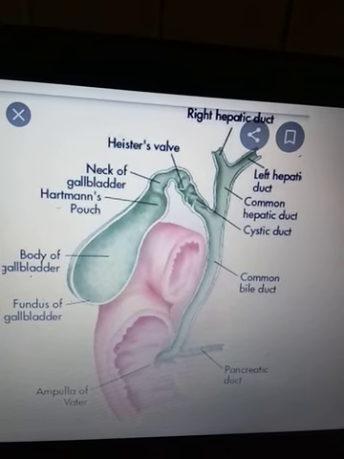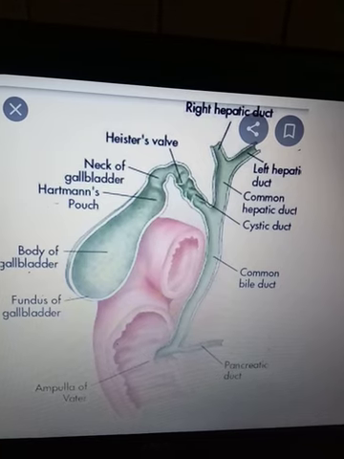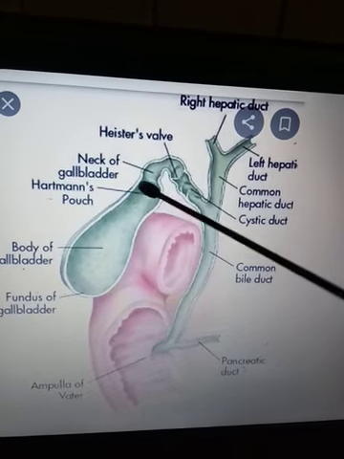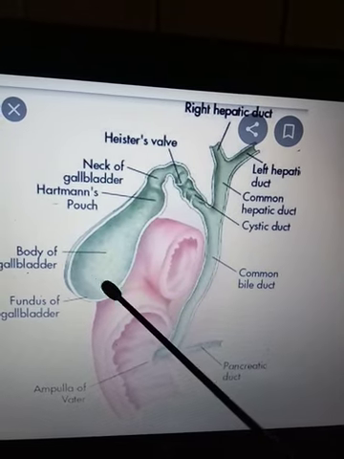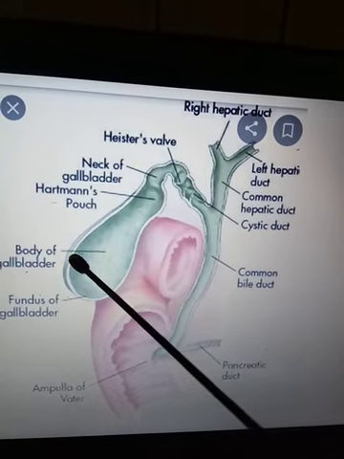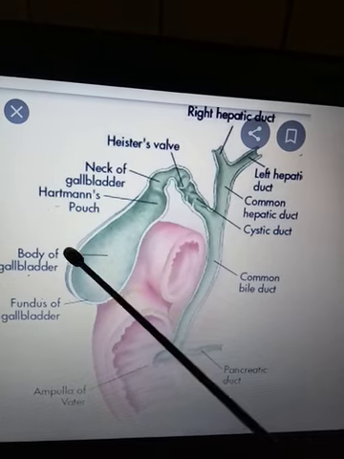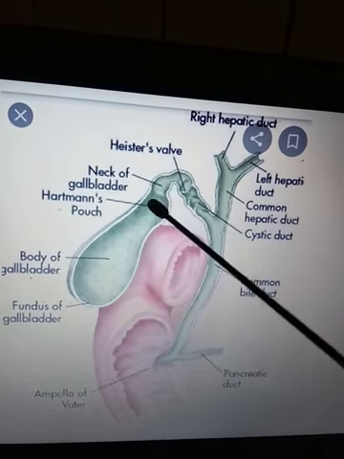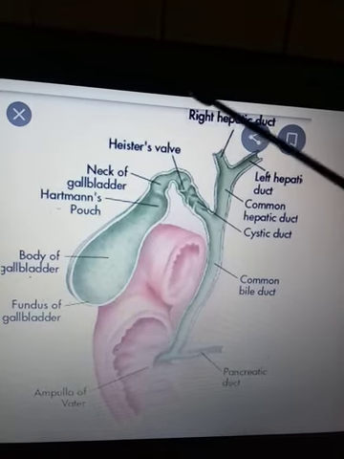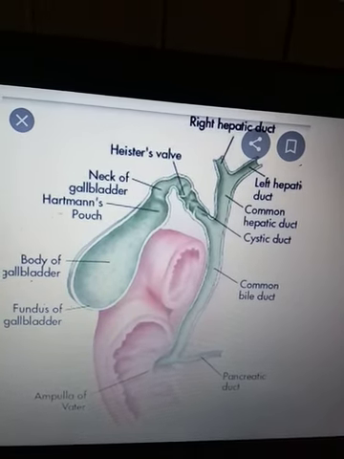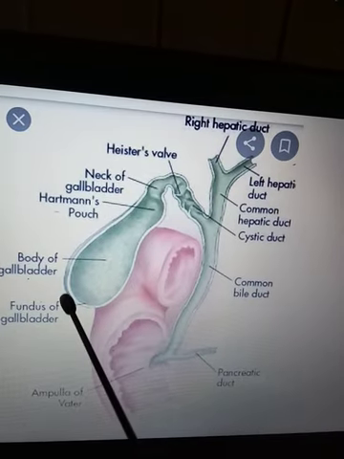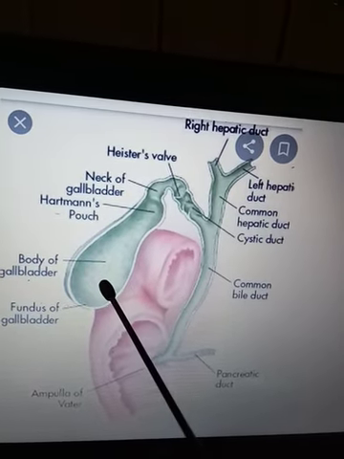This gallbladder stores the bile. It is 10 centimeters long and 3 centimeters broad at its widest part, and it has the capacity of 30 to 50 ml. What does this gallbladder do? It stores the bile and it concentrates the bile.